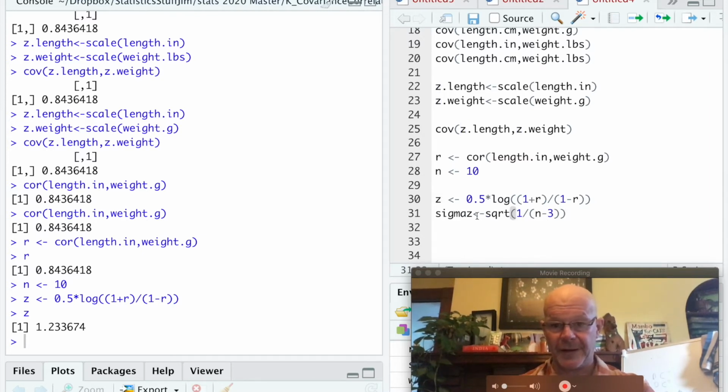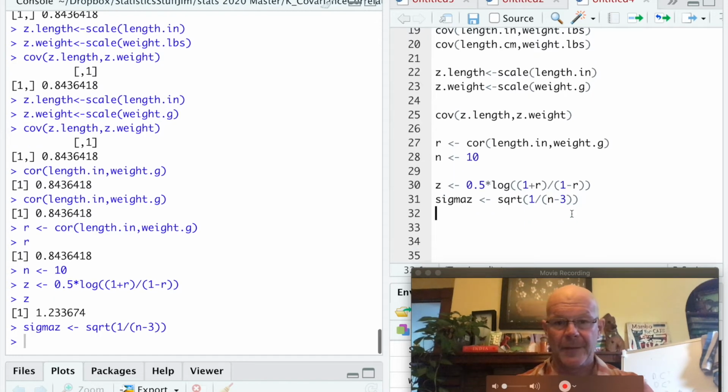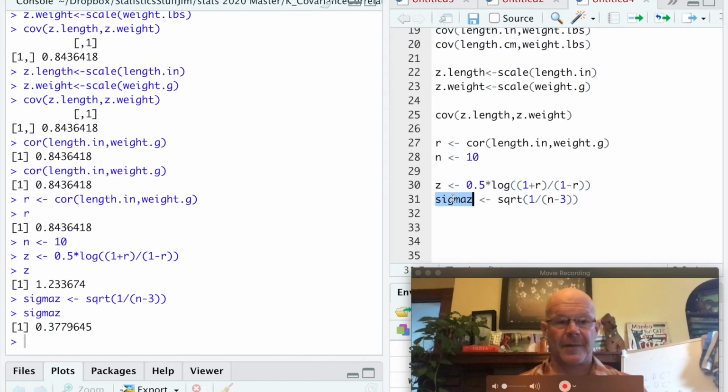Sigma z is going to get what? It's going to get the square root, and making sure that my order of operations are going to behave, I put the n minus 3 in parentheses down there. But that is going to give me my standard deviation. So that's my standard deviation around this.